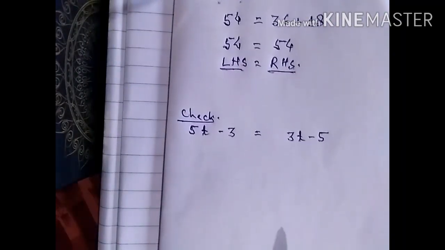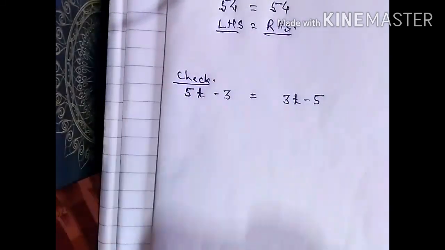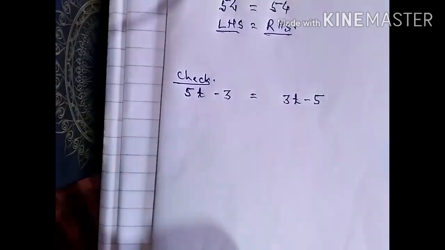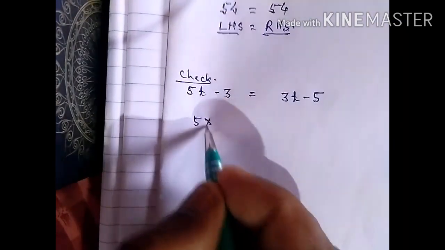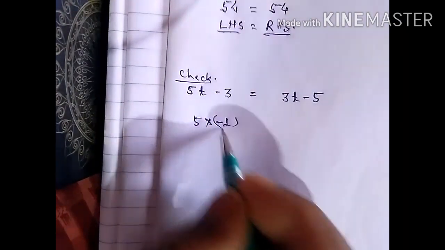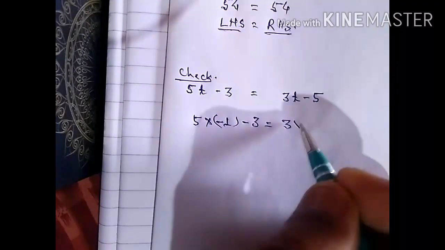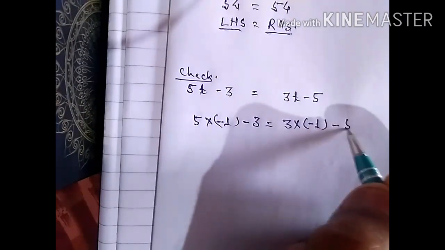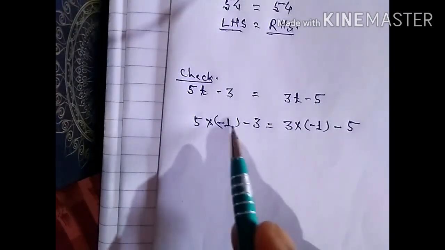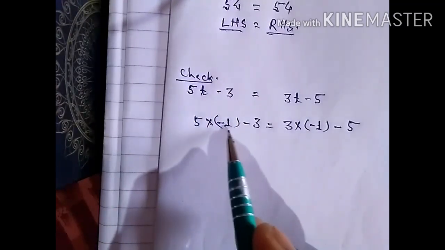So we have to write the equation, that is 5t minus 3 is equal to 3t minus 5. In place of t, we have to put minus 1, student. So 5 into minus 1, minus 3 is equal to 3 into minus 1, minus 5. Students, in this, in place of t, we have to put the value of t, that is minus 1.